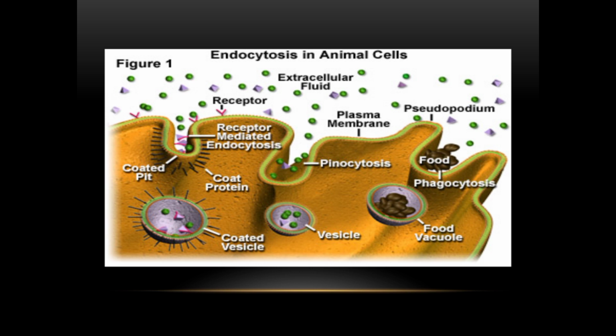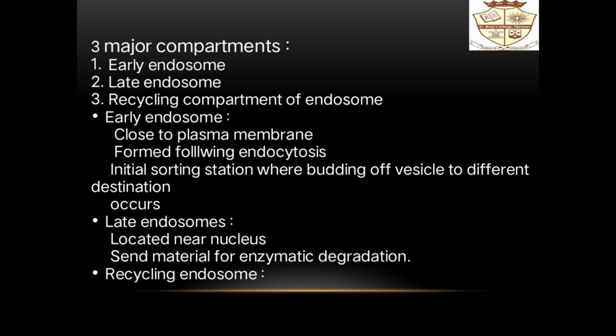Here is a structure of endocytosis in animal cells. There are three major compartments of endosomes. First, the early endosome; second, the late endosome; and third, the recycling compartment of the endosome.